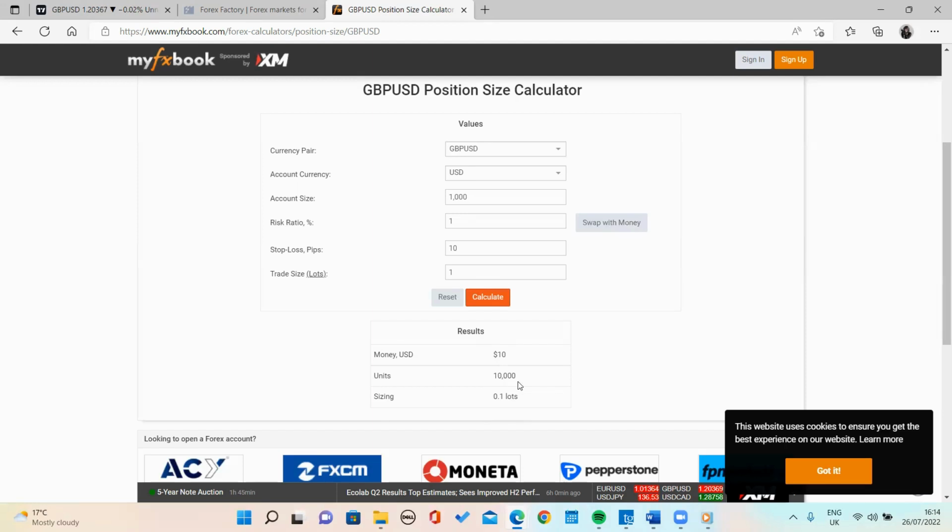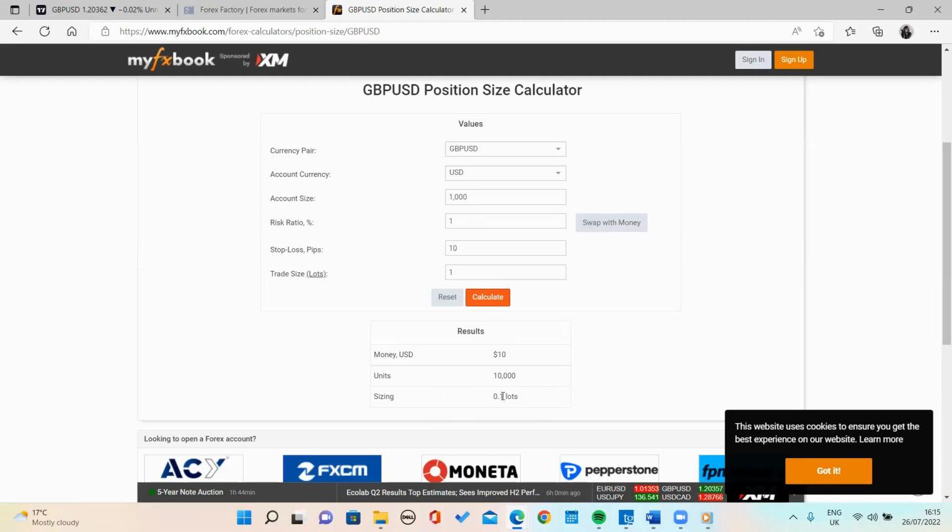It gives you the units. Now, you don't really need to pay too much attention to this, but there is a video, Pips and Lots, which goes over your micro, your mini, your standard lots, so you know what's what. And the sizing is basically your position size. This is your lot size. So when you go into a platform and you enter how many lots you're buying or selling, this is the figure that you put in.